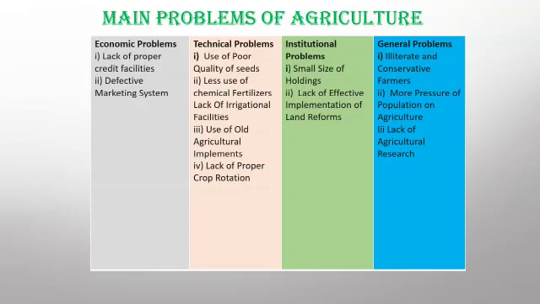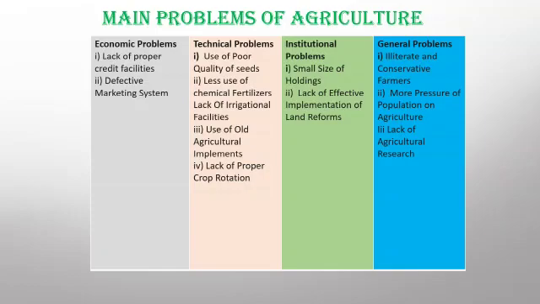Now, Indian farmers are very poor. They are not able to purchase good seeds, fertilizers, or agriculture equipment. They have to depend upon moneylenders for credit, who charge a high rate of interest. There is lack of proper credit facilities in agriculture. Hence, agriculture productivity is very low.